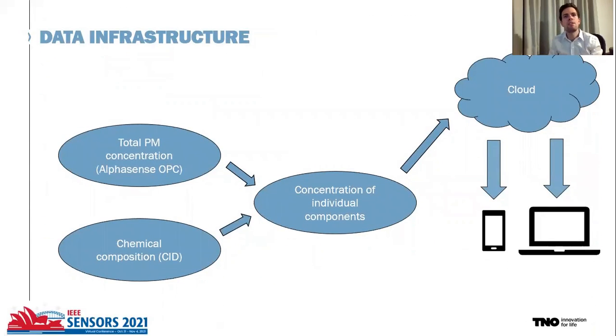The PMCID combines two different processes to obtain the final concentration of individual components. On one hand, there is an optical particle counter present that provides extra information about the total PM concentration in the sample. On the other hand, the FTIR-based CID unit provides information on the chemical composition. Then, the algorithm combines both data streams to calculate the individual concentrations and send them to the cloud.